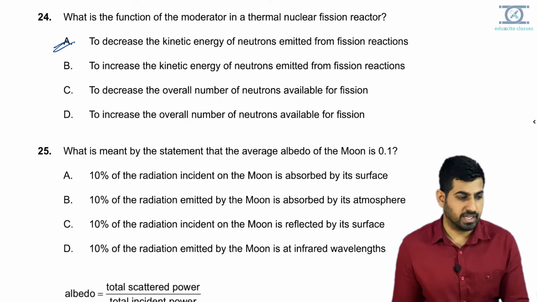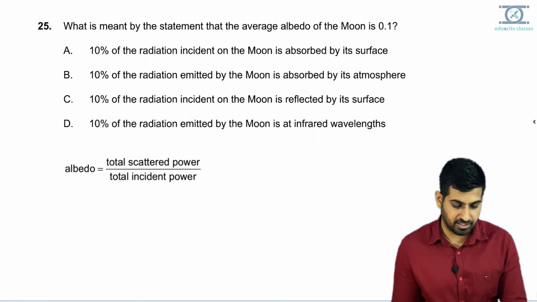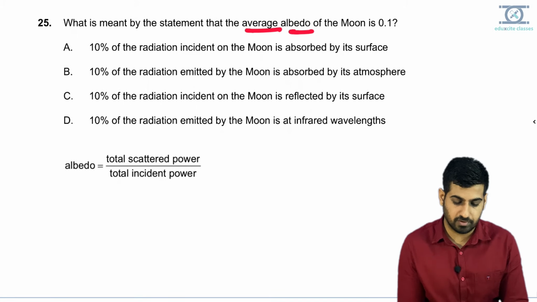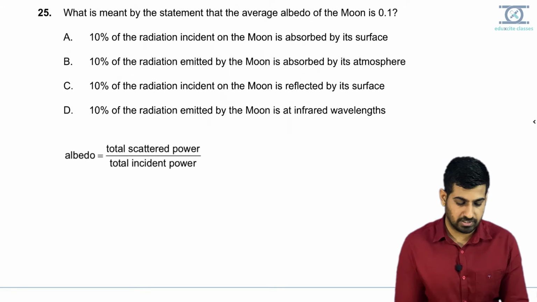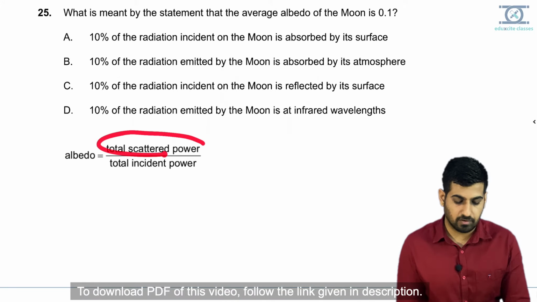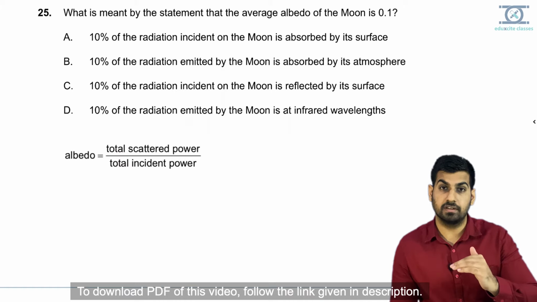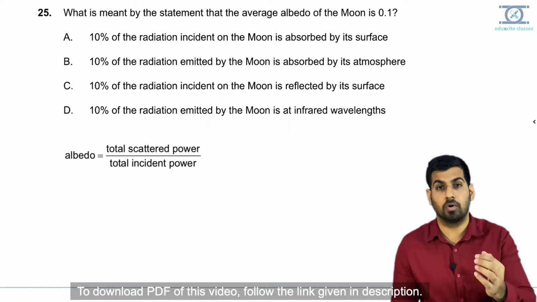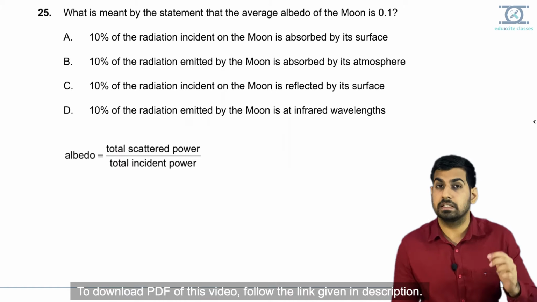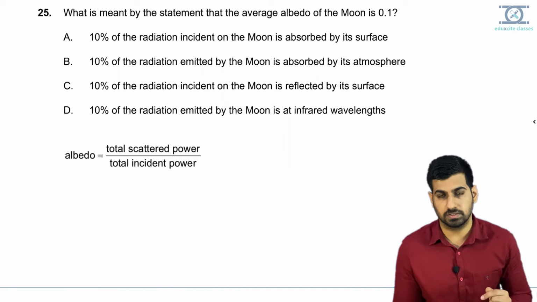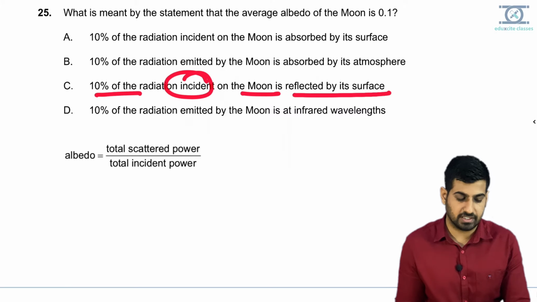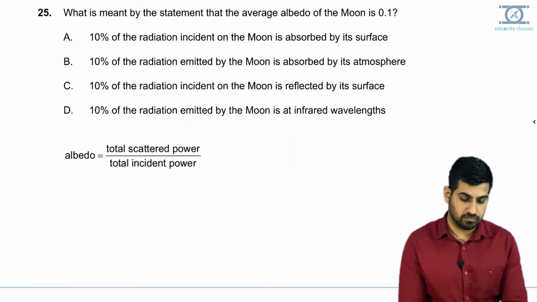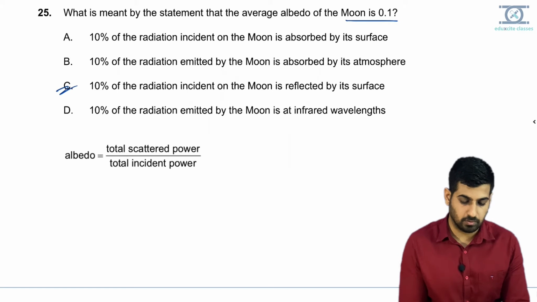Okay, next is question 25. What is meant by the statement that the average albedo of the moon is 0.1? In the astronomy chapter, we know that albedo defines how much of the radiation is scattered out of the total amount of radiation incident on a particular planet or surface. So 10% of the radiation incident on the moon is reflected by its surface. That is what is meant by an albedo of 0.1.